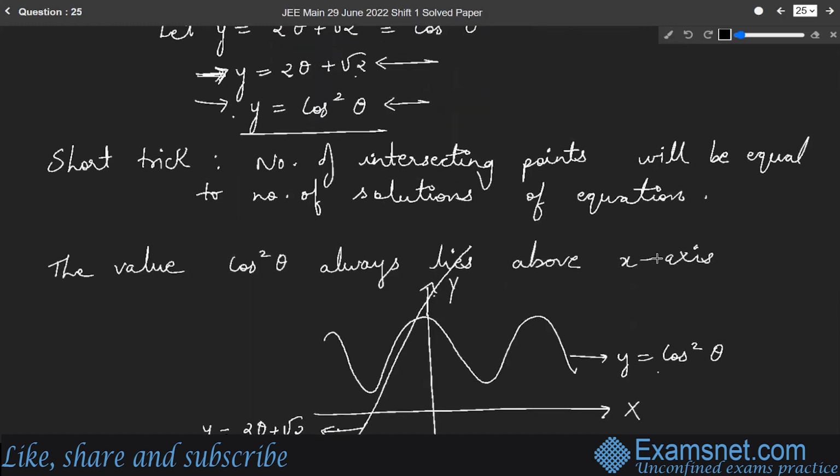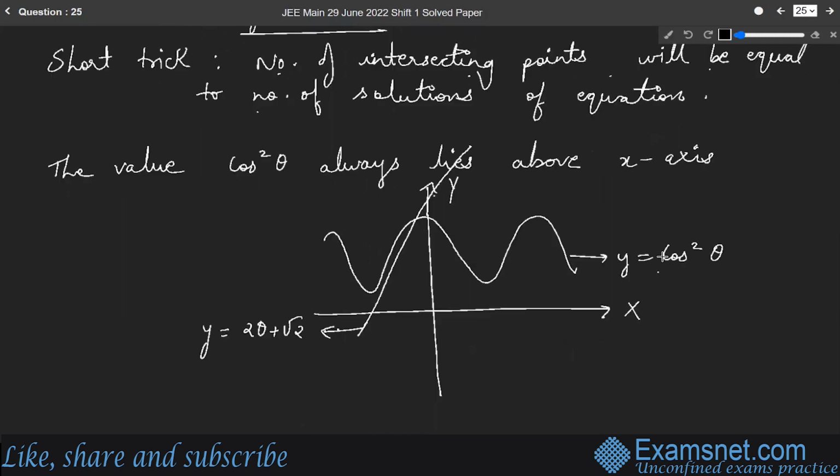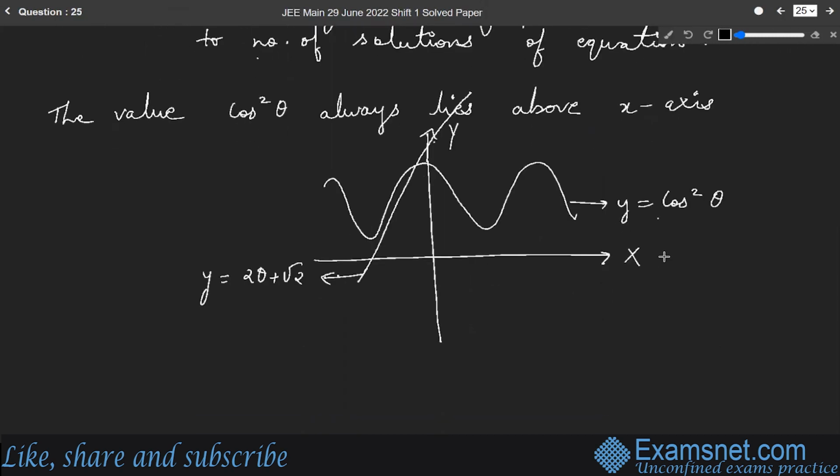Now the trick here is that the number of intersecting points will be equal to the number of solutions of the equation. So we have to calculate the number of intersecting points. For the straight line and the curve, can you tell me the number of intersecting points here? We can see that this is the curve and this is the straight line, and both are intersecting only at a single point. This is the single point at which the straight line and the curve intersect each other. So this will be equal to the number of solutions for this equation. We can say that both the graphs intersect at one point.